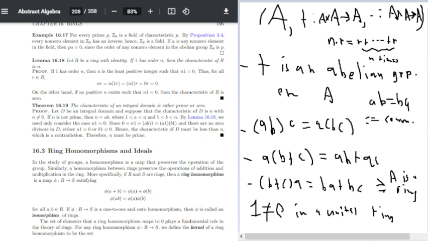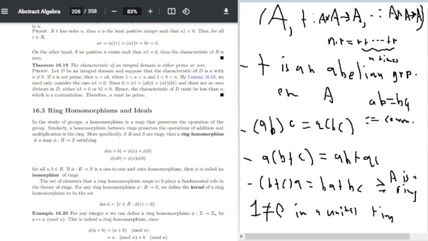Lemma 16.18. Let R be a ring with identity. If 1 has order n, then the characteristic of R is n. Proof. If 1 has order n, then n is the least positive integer such that n1 is equal to 0, so for all r in R, nr is equal to (n1)r is equal to 0r is equal to 0. On the other hand, if no positive n exists such that n1 is equal to 0, then the characteristic of the ring is 0. So the characteristic of the ring is determined by the characteristic of the identity.